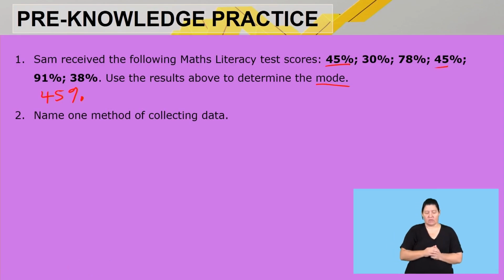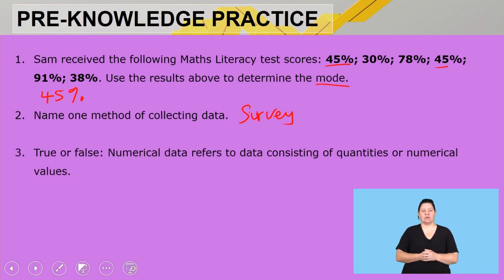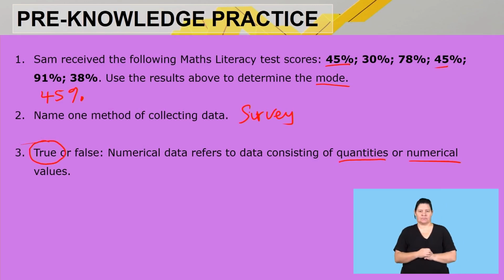Moving on now to the next one, it says, name one method of collecting data. Remember, we said the methods of collecting data. That, for example, we can say here can be a survey. Okay? Can be an interview, for example. Then, question number 3, true or false. Numerical data refers to data consisting of quantities and numerical values. Now, that is indeed true, right? So the answer there is true.